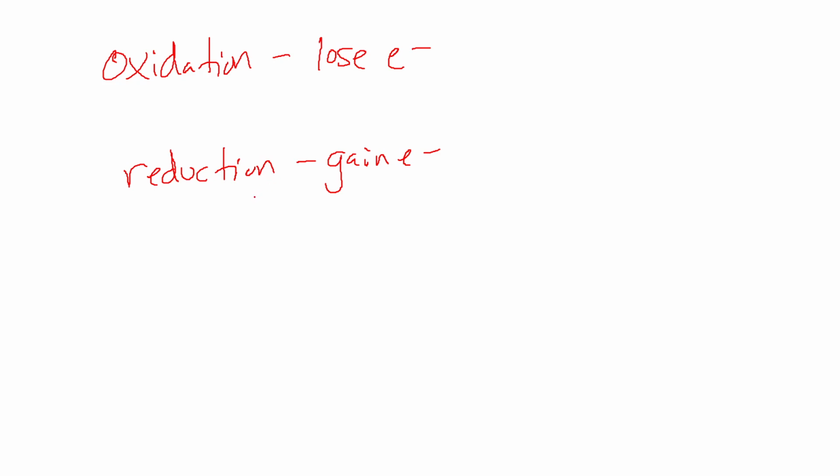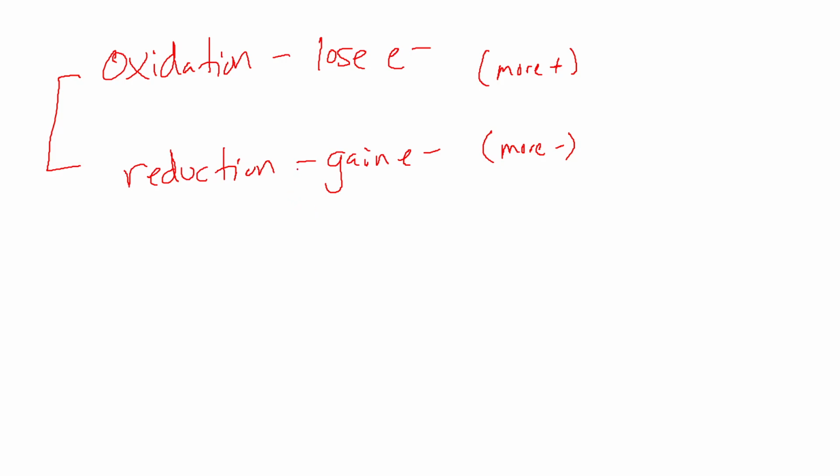It's really important to understand that these two things always occur together. So it's always happening together. If something's being oxidized, something else is being reduced. When you lose electrons, you actually become more positive. When you gain electrons, you actually become more negative.